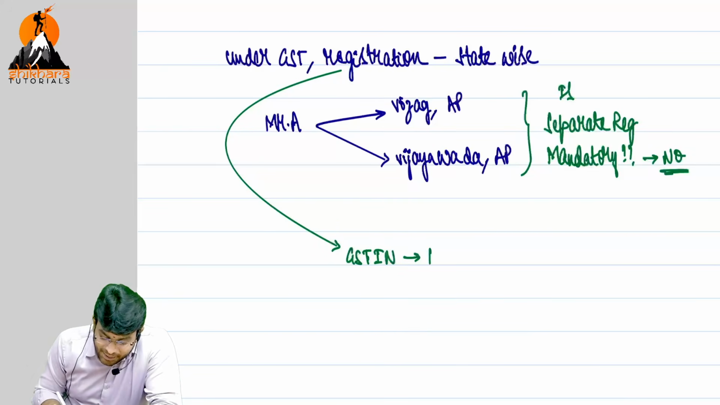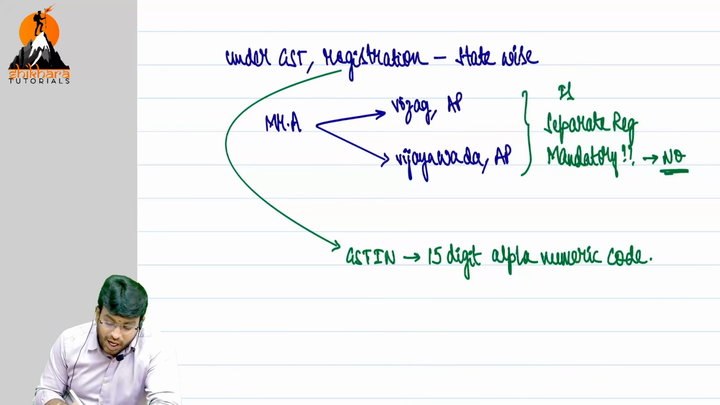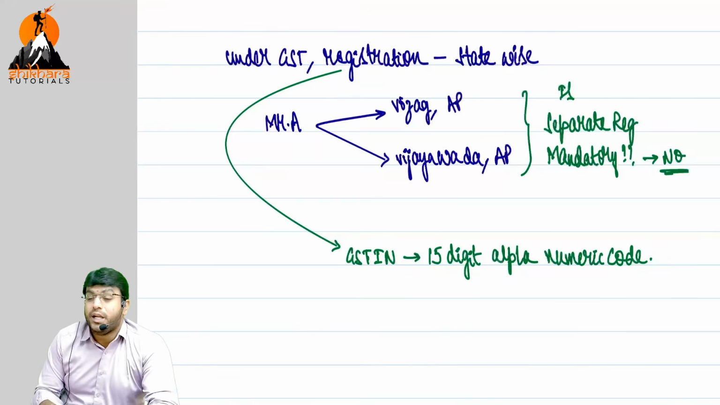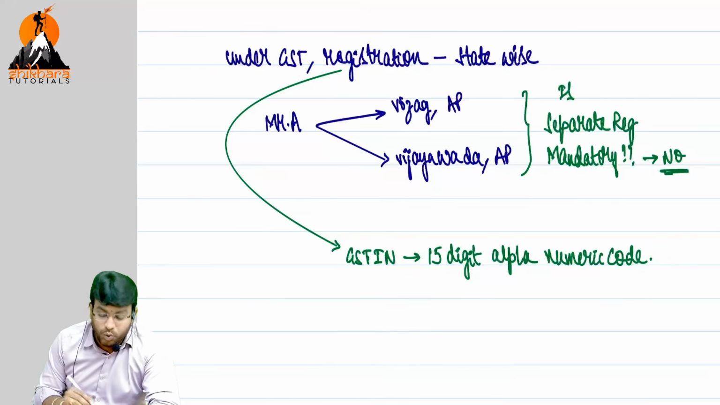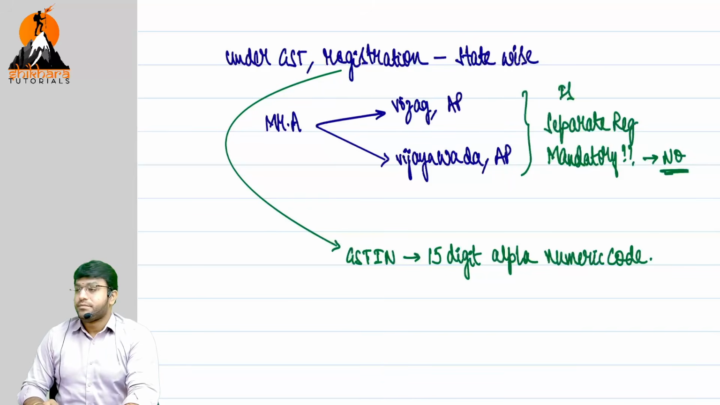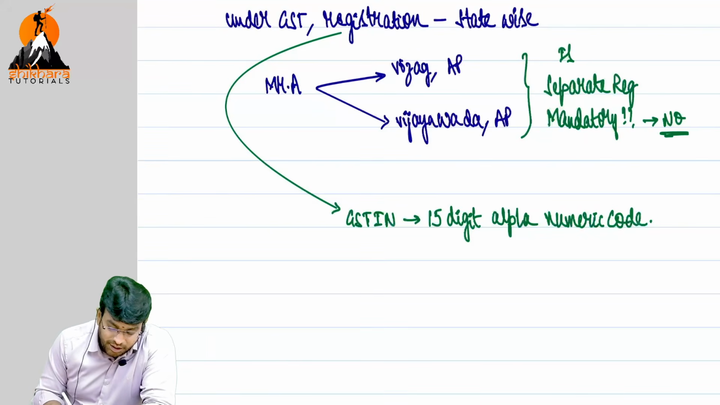The GST number is a 15-digit alphanumeric code, my dear friend. I repeat one more time. GSTIN is a what-digit code? A 15-digit alphanumeric code. Why do we say alphanumeric? Because alphabets are there, numbers are there. Now what is that 15-digit sequence? Tell, sir.